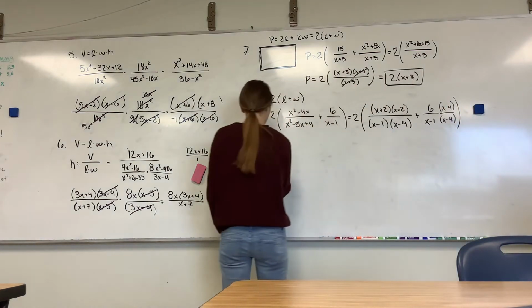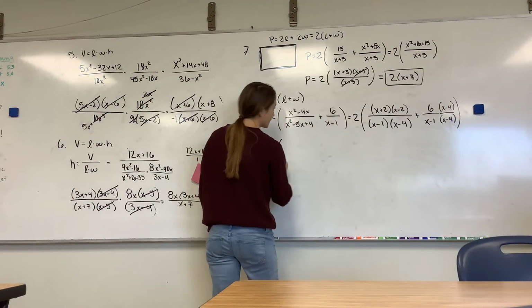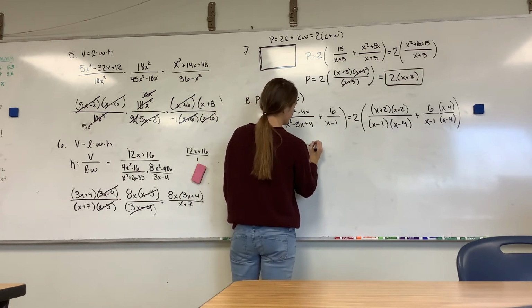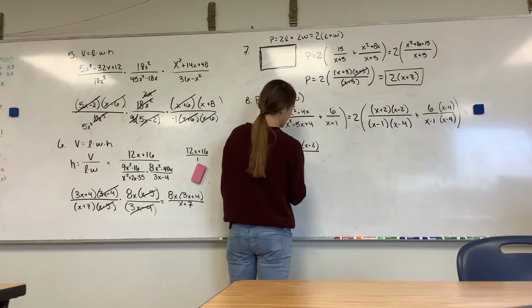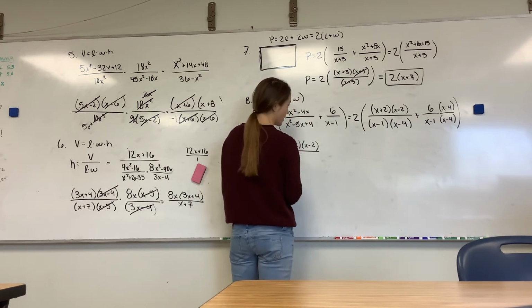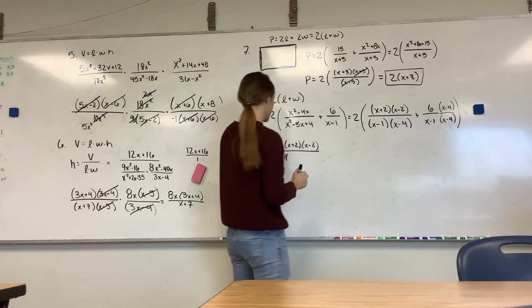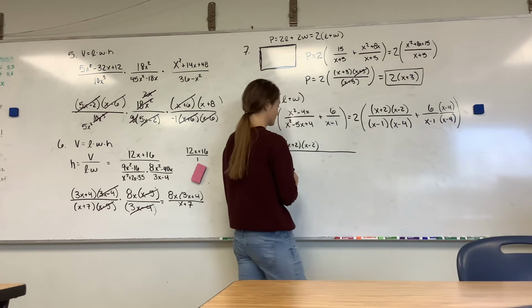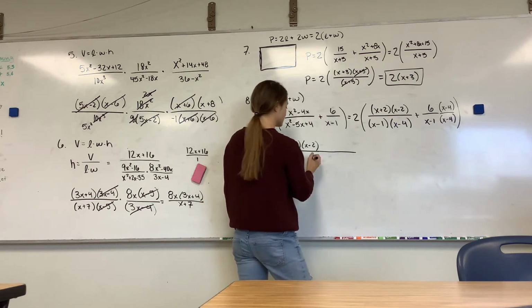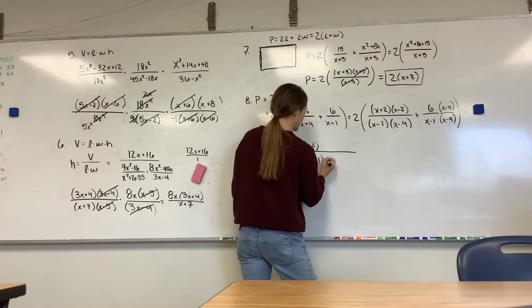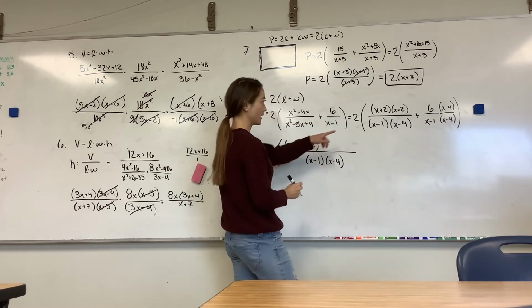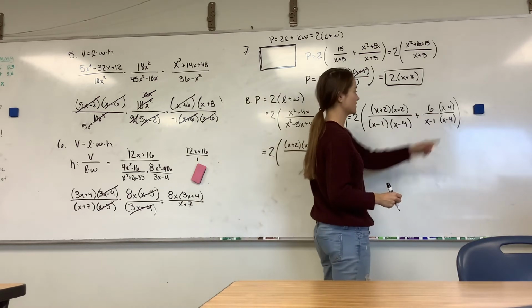I now have 2 times the quantity, x plus 2, x minus 2. My denominator is now the same, so I'm just going to put that in the middle. X minus 1, x minus 4. Okay, and then I can add plus 6x.